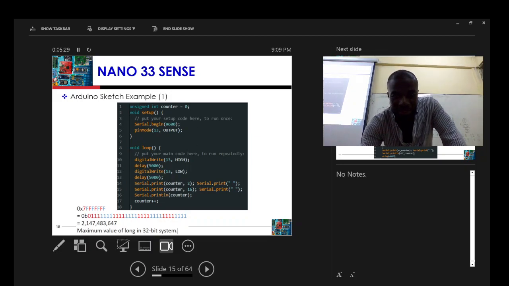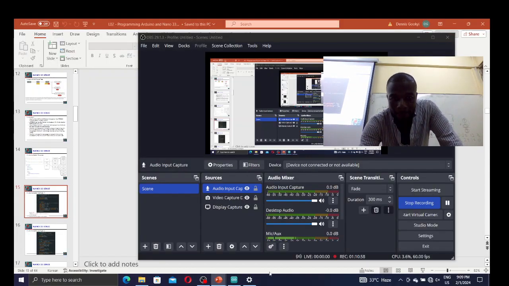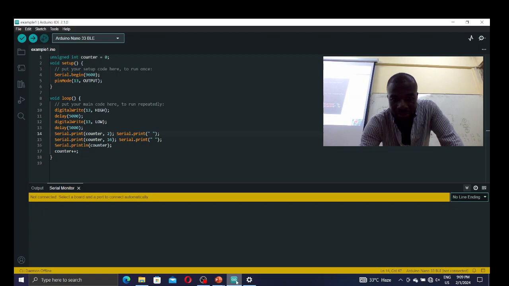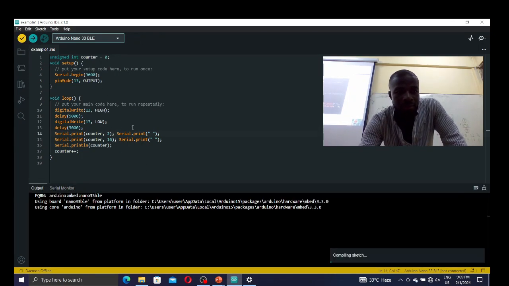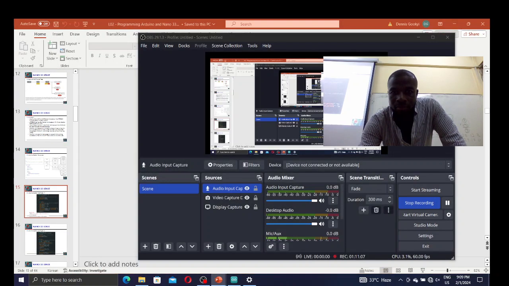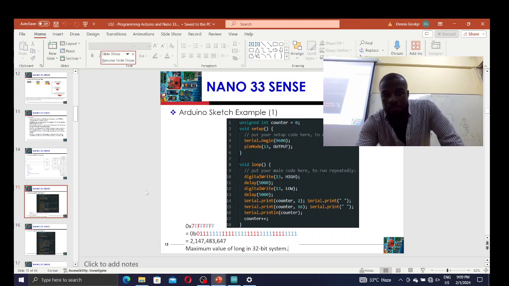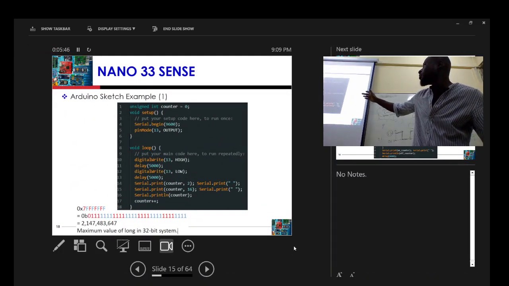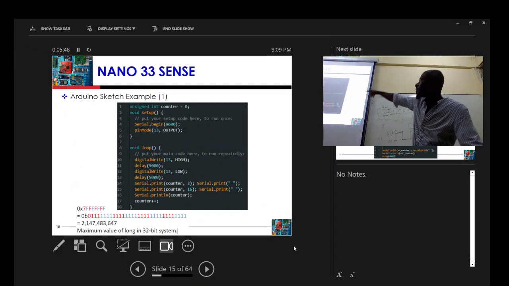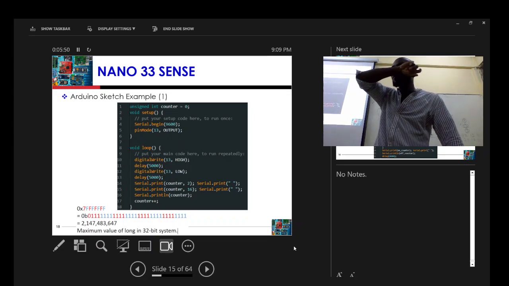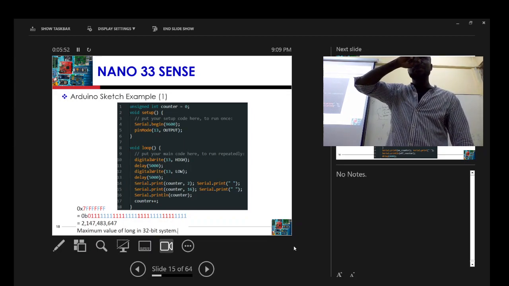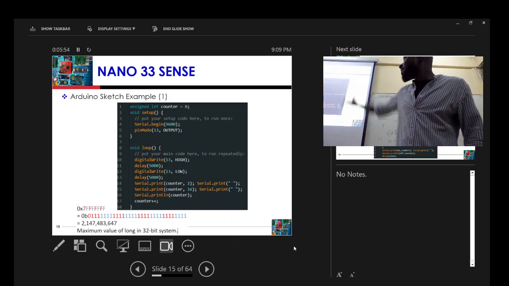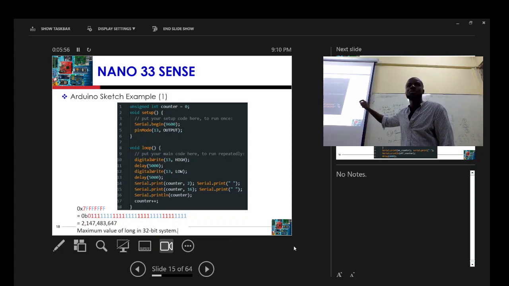Hurry up. Pardon? It prints a what? Okay, so the serial dot print, the counter value. The first counter value is what? 0. The comma 2 means what? Serial dot print counter comma 2. What does that mean?